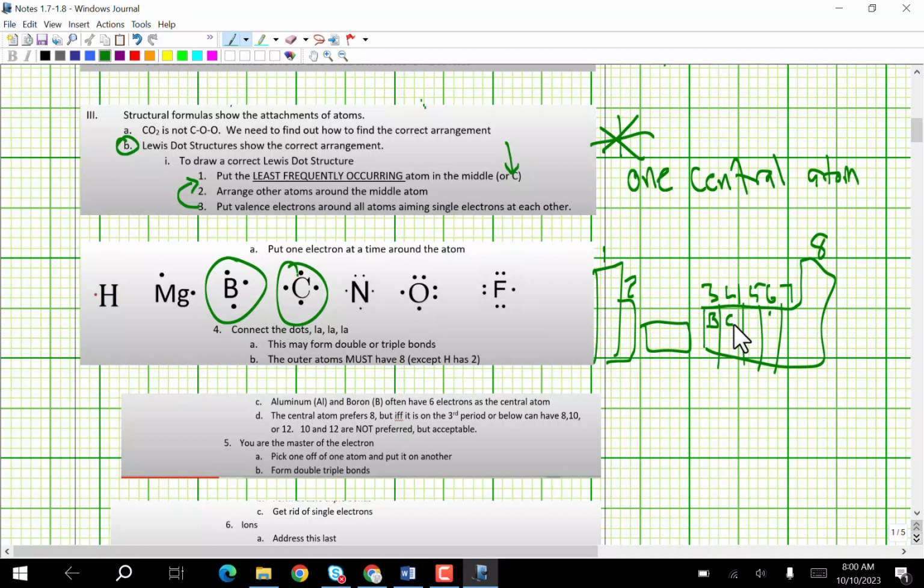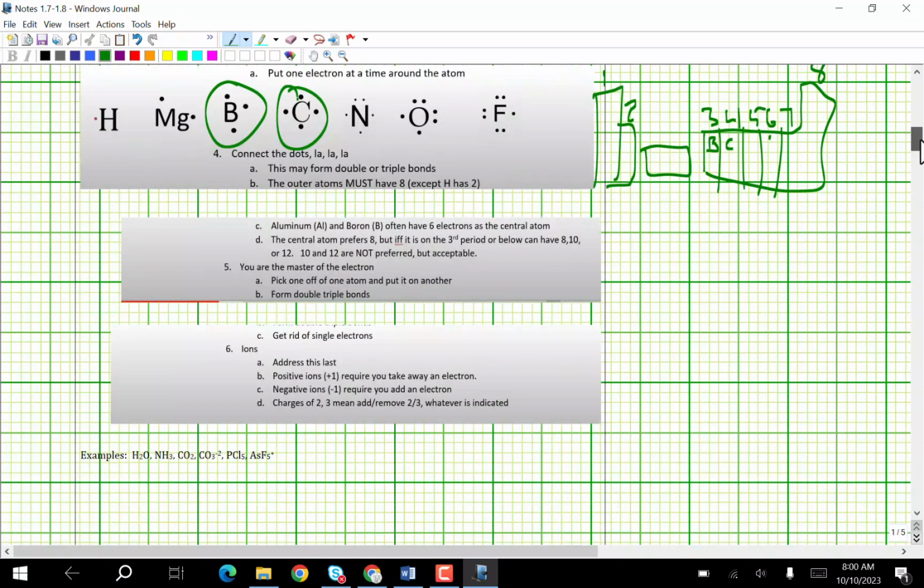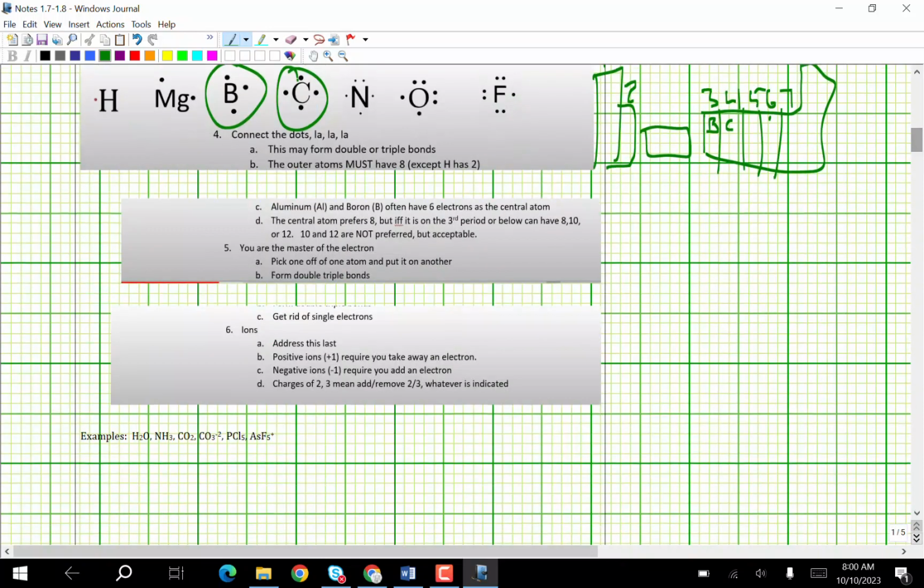Once we put the dots around it, then we're going to sing, connect the dots, la la la, and you are allowed to form double or triple bonds. By the way, I love one double. That's kind of what I look for in the world, and it just makes me happy, and in AP chemistry, you'll see why that happens.